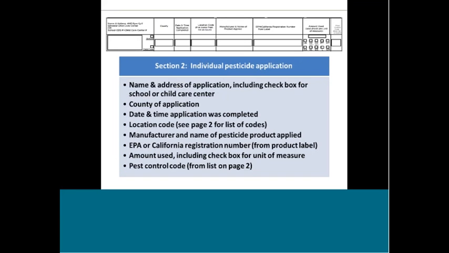In this section, each pesticide application is entered on its own line as shown here. You will need to know where and when the application took place, as well as what pesticide was used and how much was used. Let's go through an example of what that would look like. This line shows an individual application record. We'll fill it out so you can see how to do it.